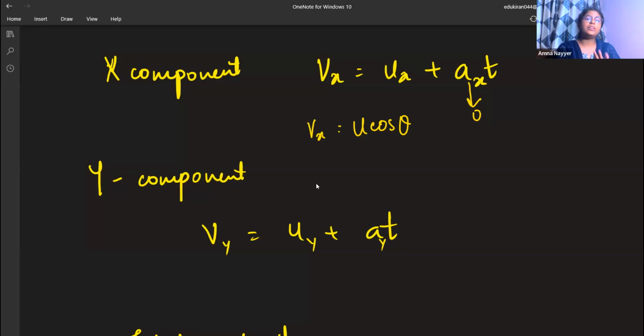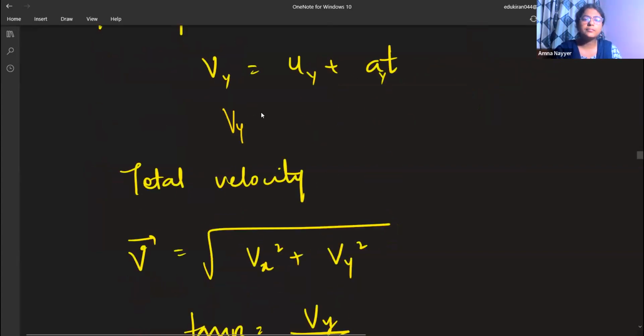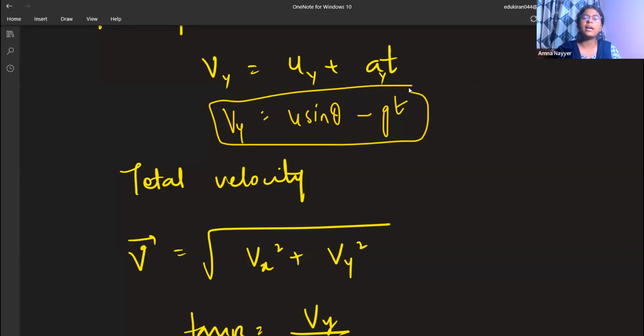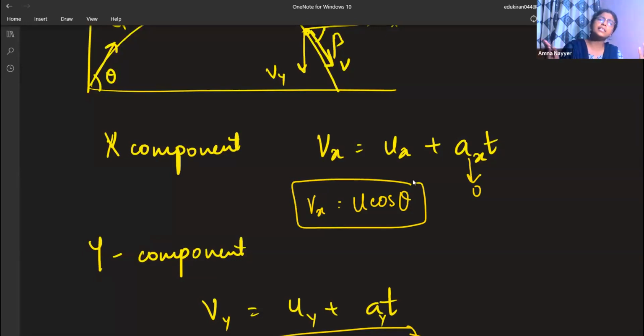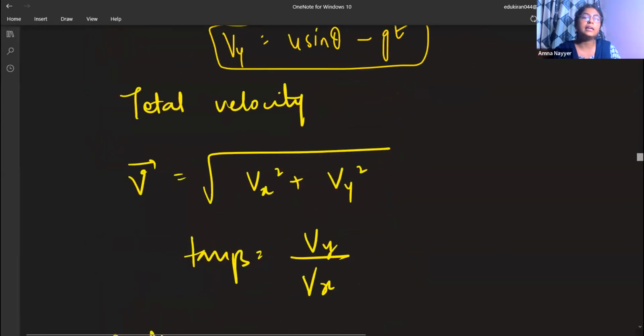Now coming to Vy. Sarah, you were saying Vy as 0, but Vy won't be 0. There is no condition for which you can define that velocity along the y-axis should be 0. We just have to put in the value. What will be Vy? Uy is u sine theta, minus g for acceleration and t. This is the equation along the y-axis. So whenever you have a question, separately solve Vx, which will remain the same, u cos theta anywhere you take, and then Vy is u sine theta minus gt.